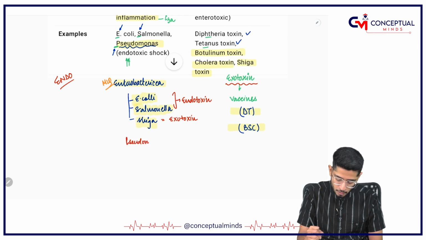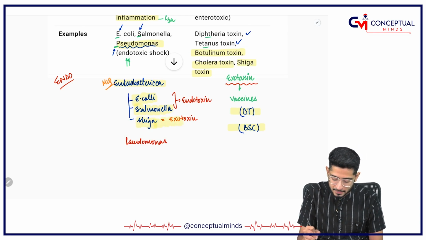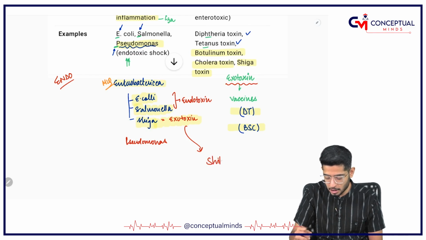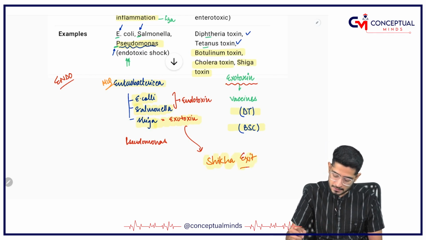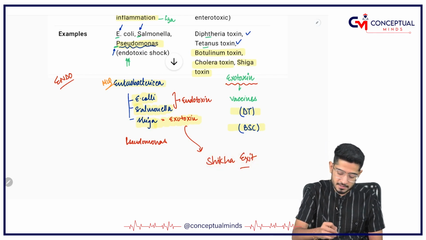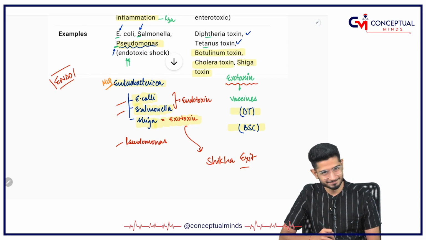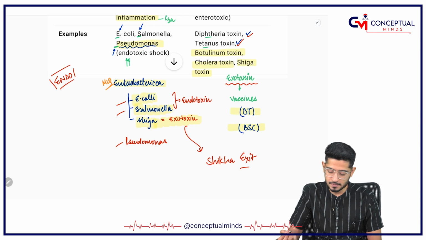So out of all of them, only the Shigella is having the exotoxin. So remember a girl's name, Shiga. Shiga wants to exit from her home. So Shiga toxin is an exotoxin. Rest all of them, E. coli, the Salmonella and Pseudomonas, they are endotoxins. You got it? Great.